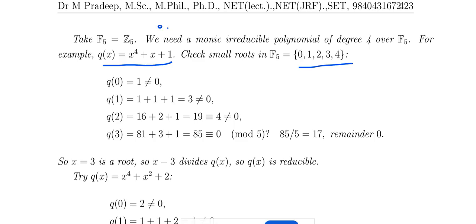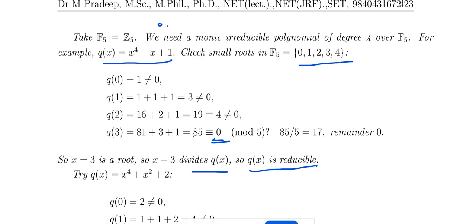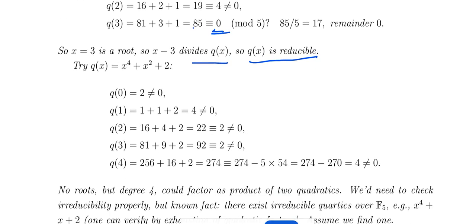Okay, this is 17, remainder 0 modulo 5, so here we got 0. If 0 comes, this is a root. This is a root, so x minus 3 divides Q of x. That means Q of x is reducible. So I will try x power 4 plus x square plus 2.